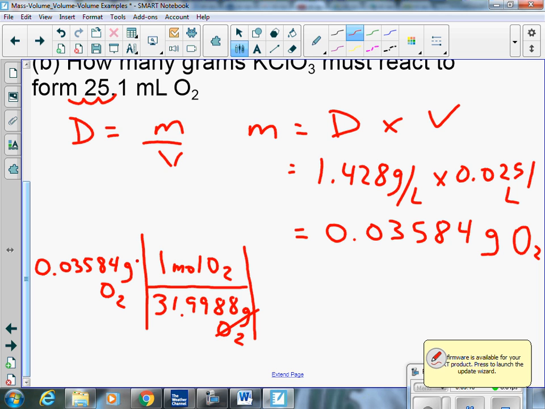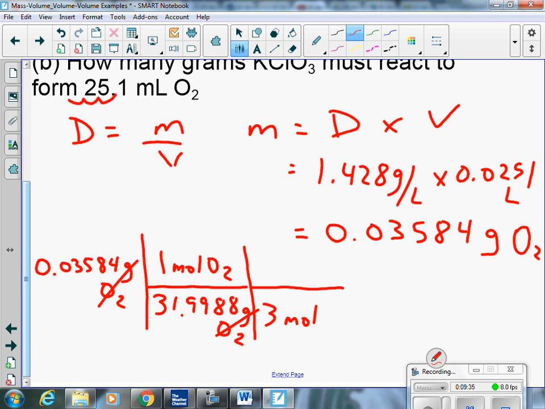My grams of O2 cancel. Now my balanced equation, and I'm trying to remember this out of my head because I can't see it. It was 3 moles of oxygen, right? 2 moles of potassium chlorate. 3 mole of oxygen, 2 mole of KClO3. Now I've converted that into moles of KClO3.